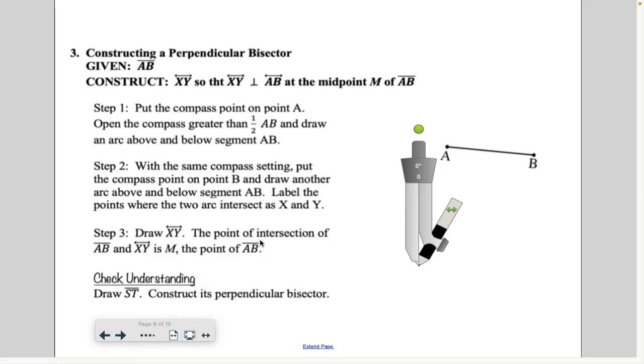You're diving right in. You're going to construct a perpendicular bisector. Reminder of what that does: it's going to be a line segment or line or ray that comes down at a right angle and bisects into two congruent segments. So start with line segment AB. Construct XY, which is a line, such that XY is perpendicular to AB at the midpoint M of AB. It sounds complicated. Just start with the steps. Let's just see how you do. Go ahead. They tell you exactly what to do.